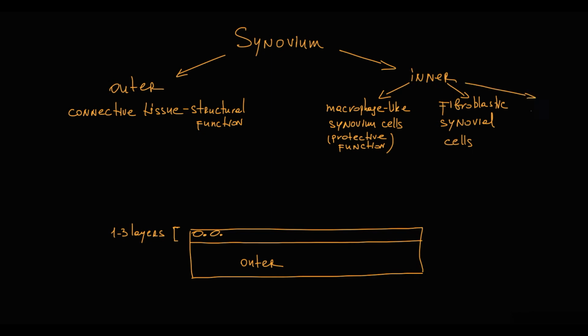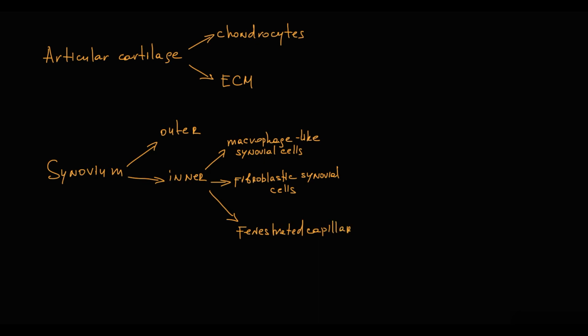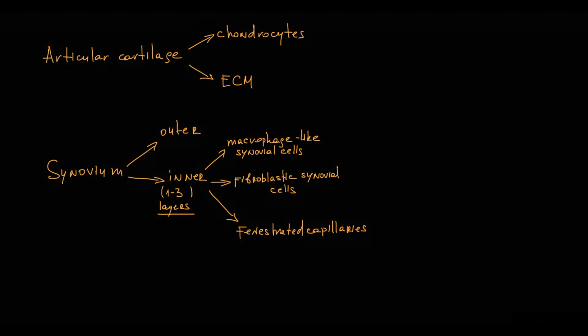Also, the inner synovial layer has fenestrated capillaries. So synovium has outer and inner layers, and the inner layer consists of macrophage-like synovial cells, fibroblastic synovial cells, and also fenestrated capillaries. And all these structural components are organized in 1 to 3 layers. And it's very important to understand that in normal condition, the inner synovial layer is very thin. So fibroblastic synovial cells are the major functional cells of synovium that play a significant role in normal condition as well as in any inflammatory joint disease.